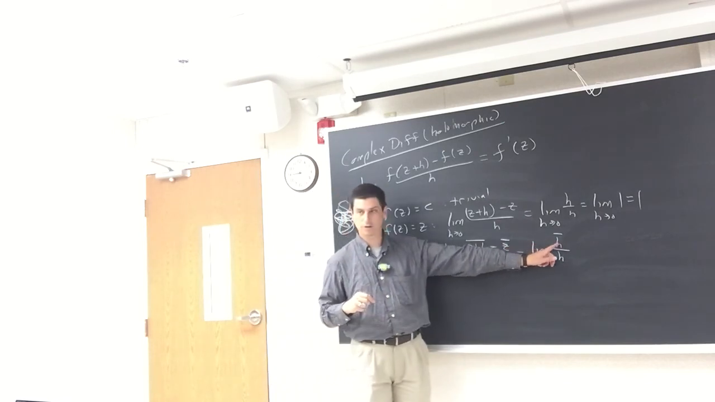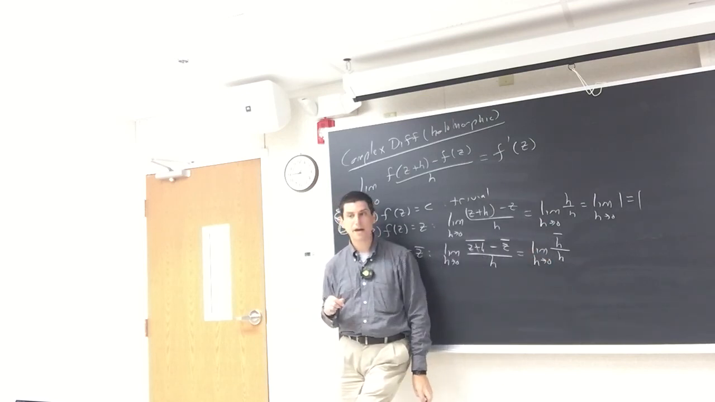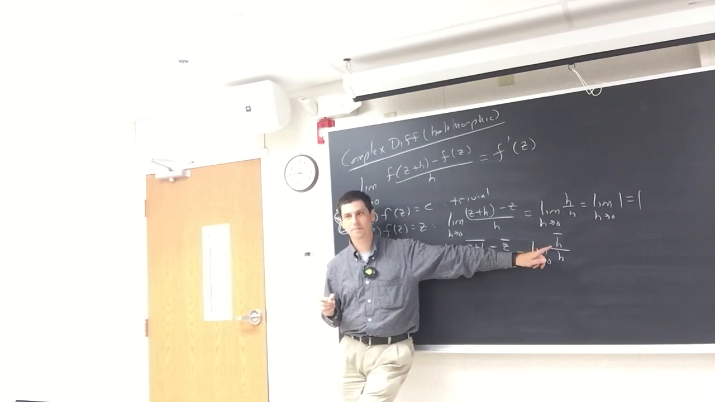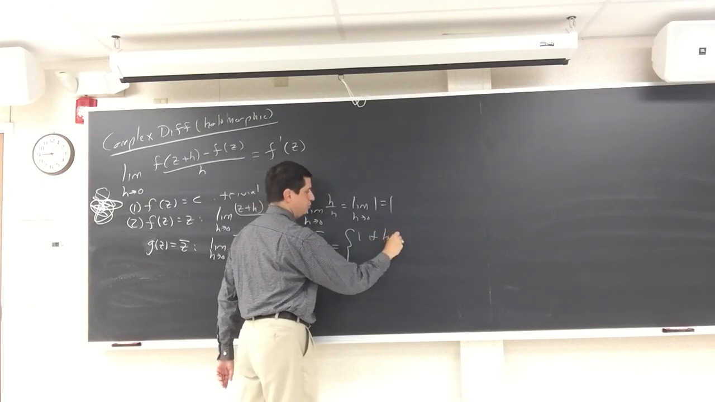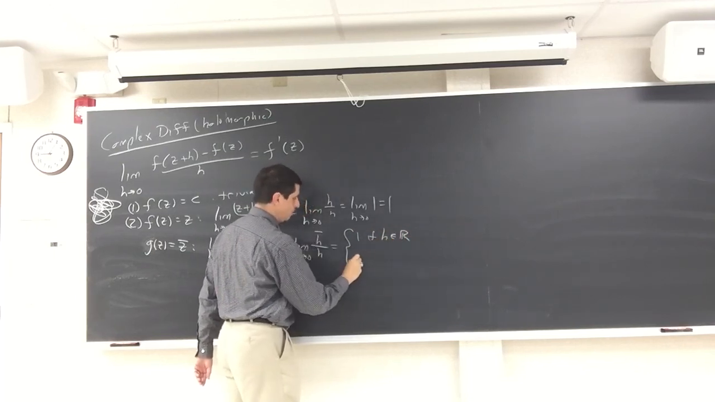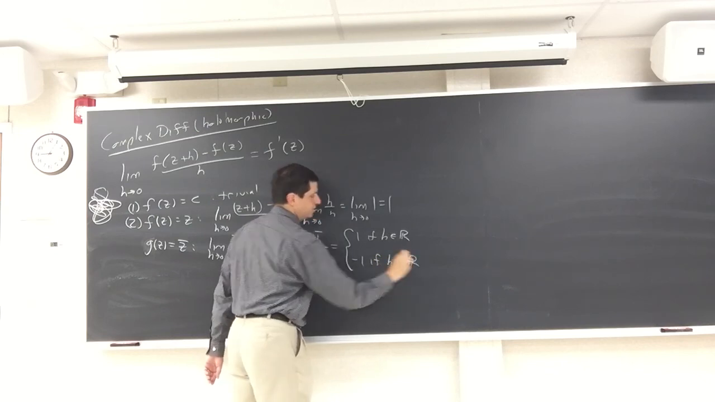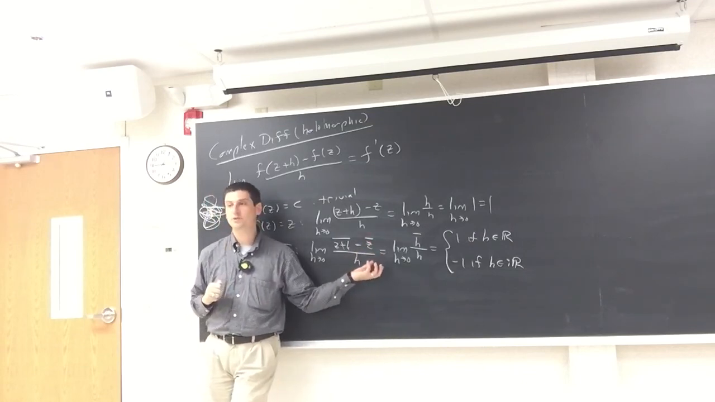So if h is real, then the complex conjugate of h is just h, and we'll get 1. If h is purely imaginary, say h is i times a very small number, i epsilon, then h bar would be minus i epsilon. So this limit equals 1 if h is real, and it equals minus 1 if h is an imaginary number times a real number. So we found our first example of a function which is not differentiable.